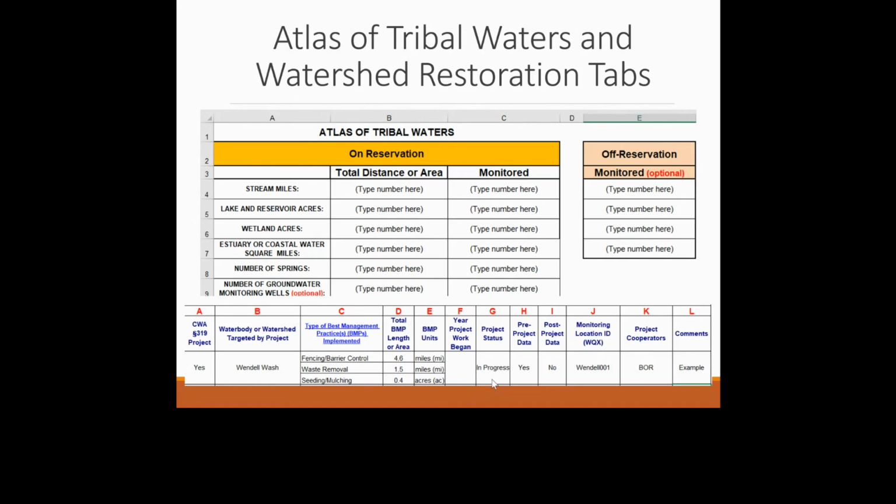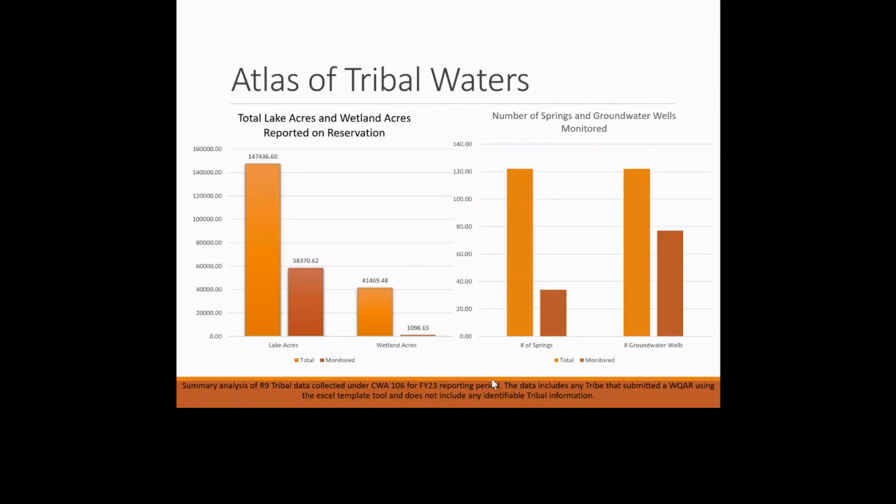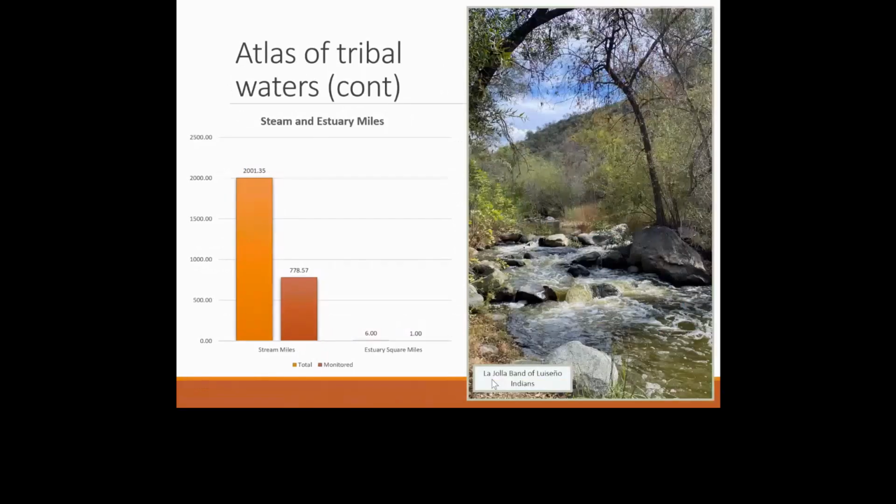So this is kind of what the Atlas of Tribal Waters WQAR template results were. Most of the waters monitored were lake acres versus wetland acres, and on the right there's the number of springs and groundwater wells that were monitored in total in Region 9. And I think this is the final one. This photo is from the La Jolla Band of Luiseño Indians. And this just shows the stream and estuary miles monitored, mostly stream, not so much estuary, but it does happen in Region 9.